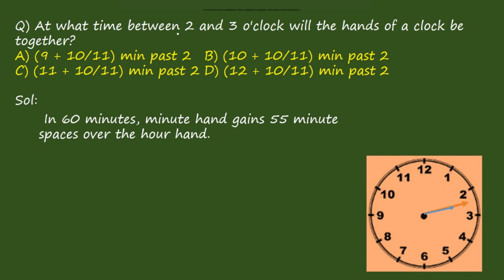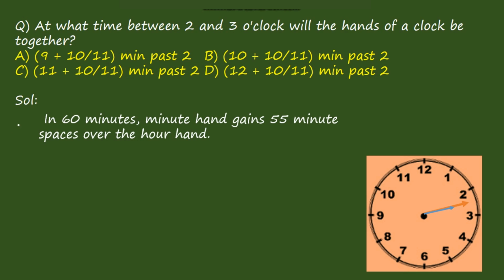Next is how to solve the coincide or together type of problem without using a formula. The question is: at what time between 2 and 3 o'clock will the hands of the clock be together? Together, coincide, is nothing but same, right? Between 2 and 3 o'clock they should coincide.